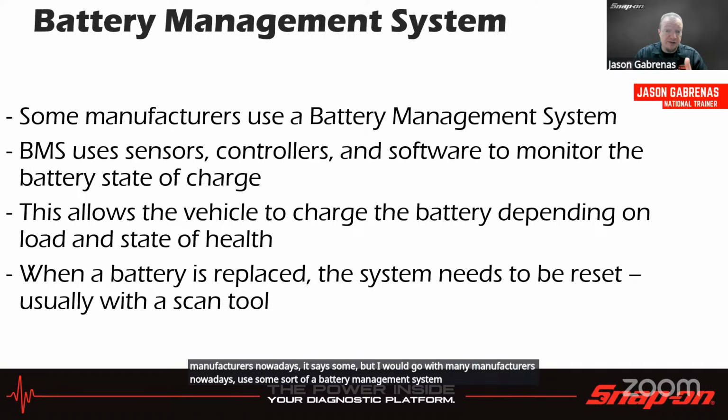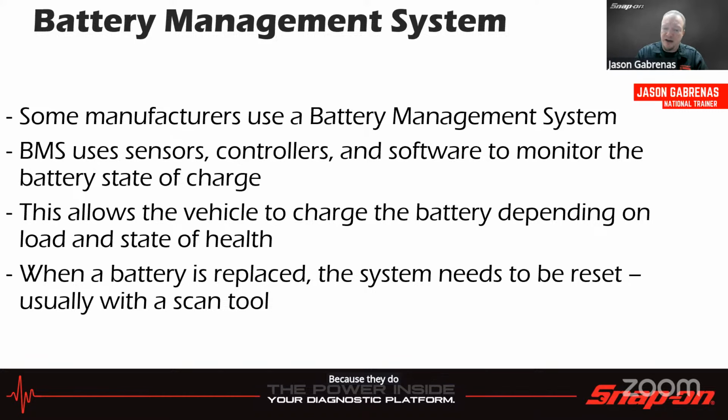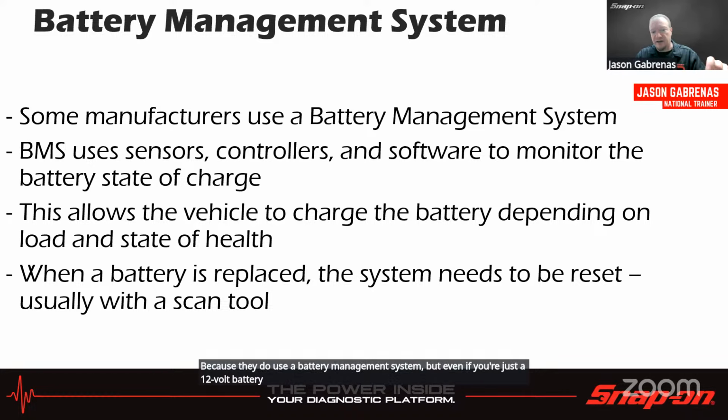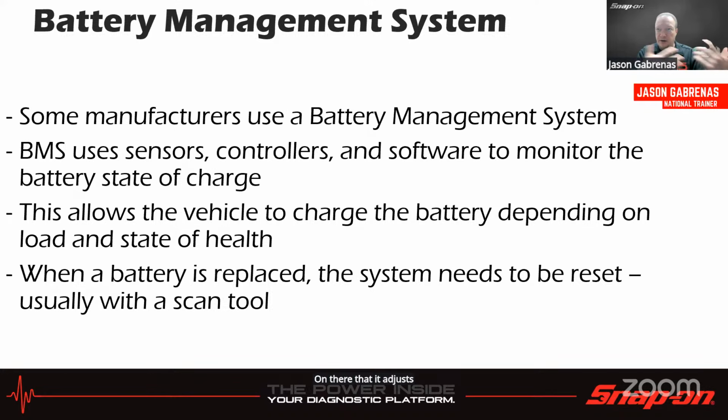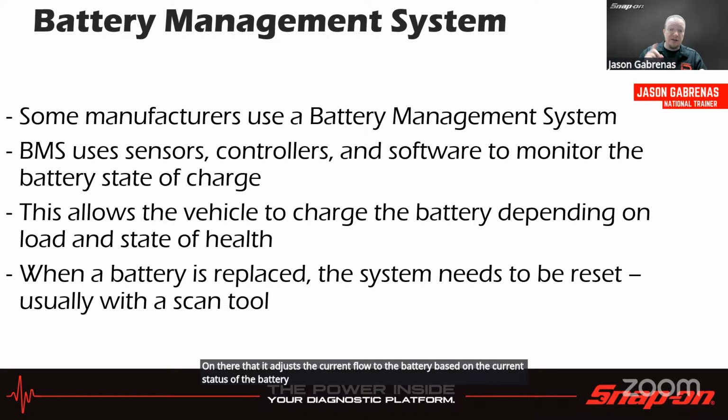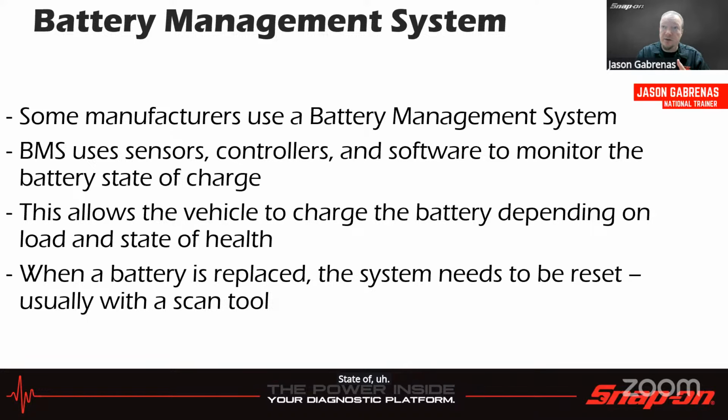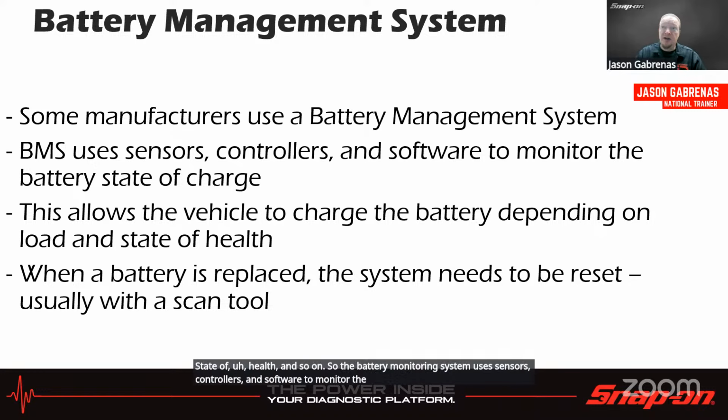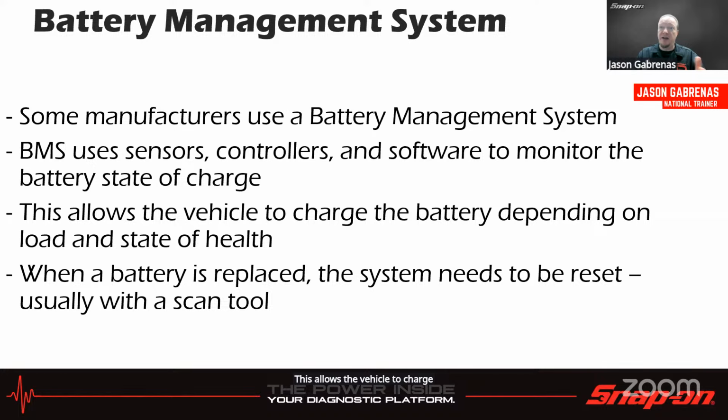And I'm not just talking about hybrids or EVs or anything like that, because they do use a battery management system. But even for just a 12-volt battery, on many vehicles, it has an amp clamp on there that adjusts the current flow to the battery based on the current status of the battery, state of charge, state of health, and so on. So the battery monitoring system uses sensors, controllers, and software to monitor the battery state of charge. This allows the vehicle to charge the battery depending on load and state of health.